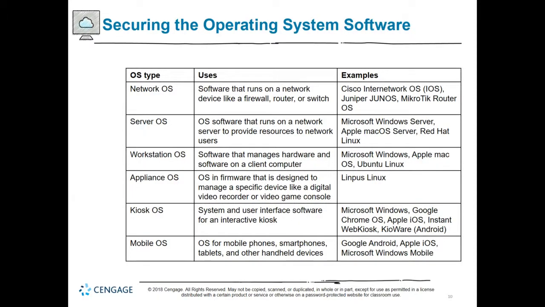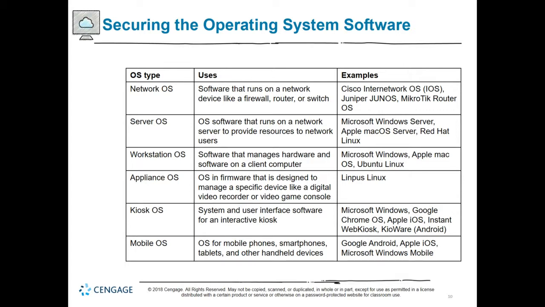We're talking about securing the operating system software. Before we get into that, we need to know what types of operating systems exist. On the screen here we have our network operating systems. Software runs on a network device like a firewall or router. We have a server operating system. That's going to be something like Microsoft Windows Server. It's going to run on a network server and provide resources for the network users.